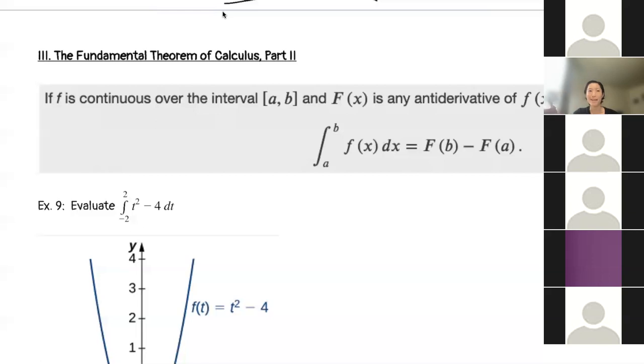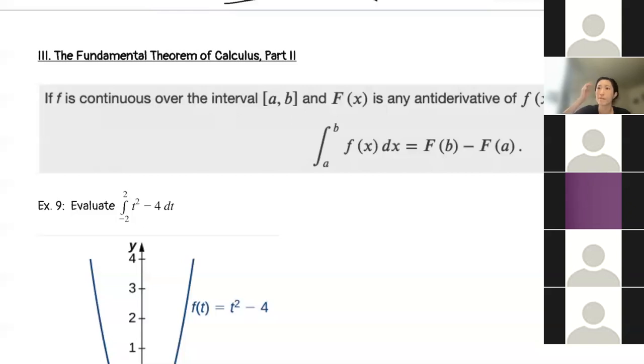All right, so why would I say that this fundamental theorem of calculus part 2 is actually smooth sailing for us? What does this look like here? The formulas that we see. So read that over. What does this formula look like? It looks a lot like net area. What else does it look like?